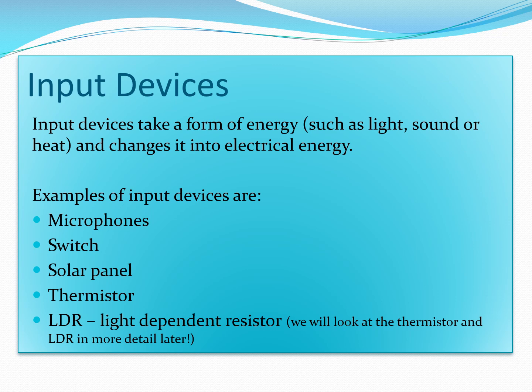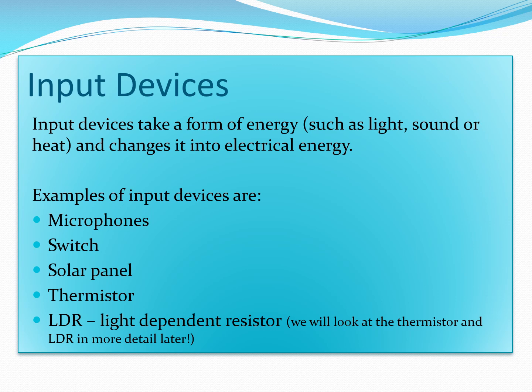Switches, they're taking a little bit of energy from you turning a switch on or off, and they're turning that into electrical energy to turn on something else or turn off something else. Solar panels, they're taking light energy from the sun and they're changing that into electrical energy to power houses, sometimes power whole cities. These two at the bottom, a thermistor and an LDR, we will talk about those in a little bit more detail later, but this is the first of the things that's going to come up a lot more at National 5 because they're more complicated input devices.